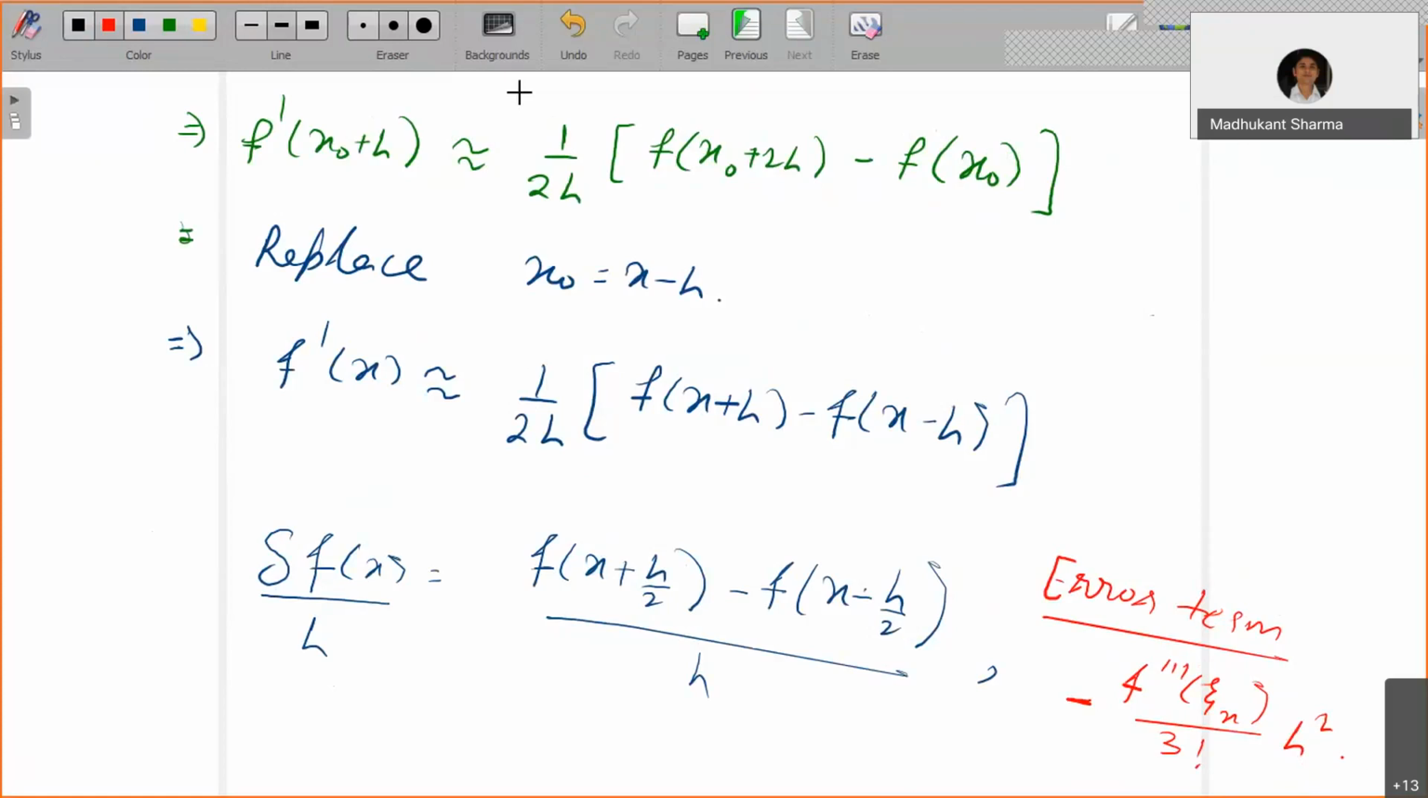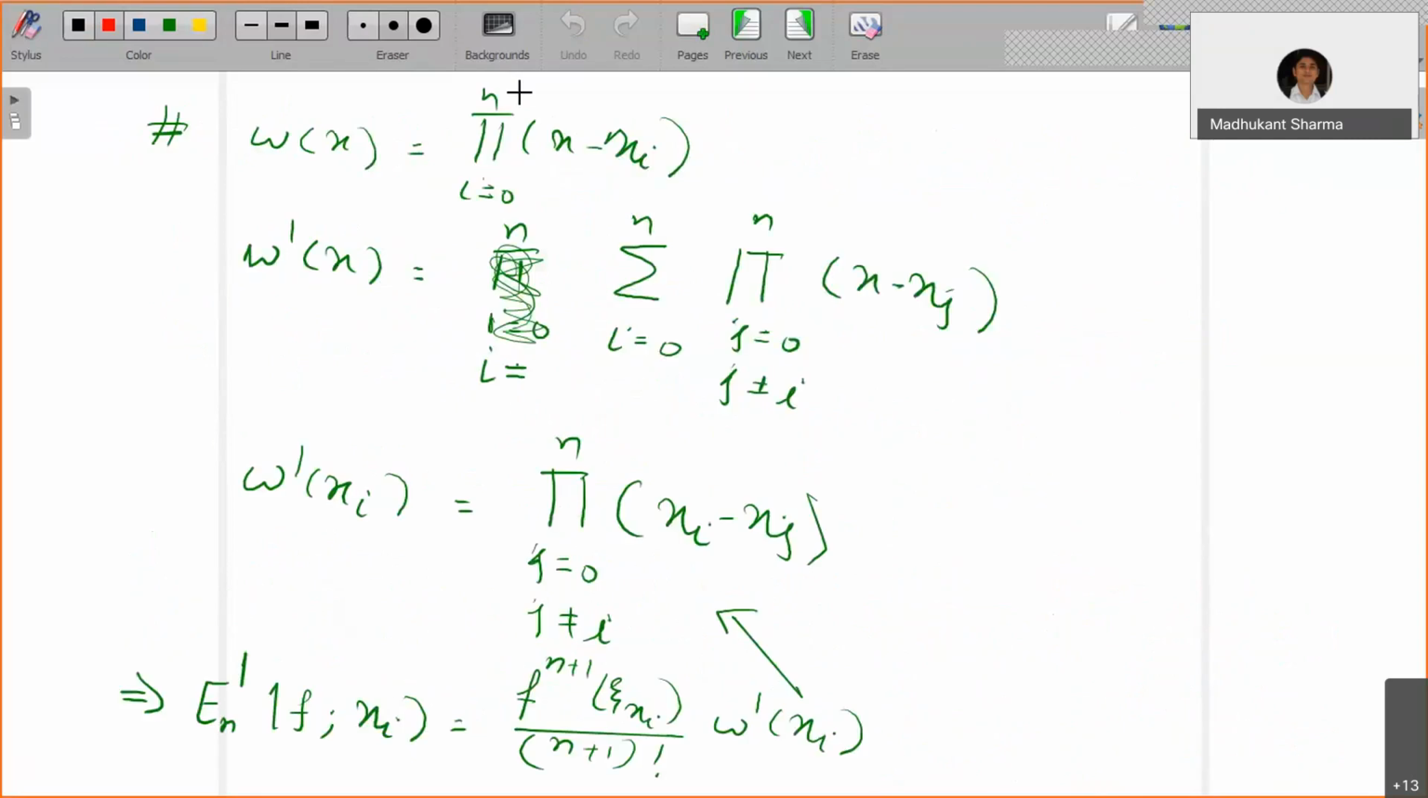So the error term, if you go back and check here, the error term for f' at x1 will be the third derivative of f at ξ(x1), at x equal to x1, divided by 3 factorial times w'(x1). Okay, so that is going to be (x1 - x0)(x1 - x2) in this case.